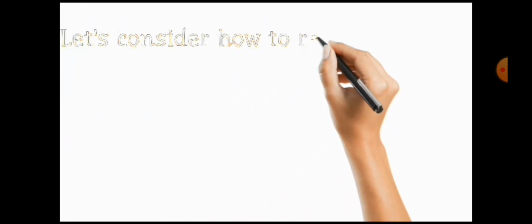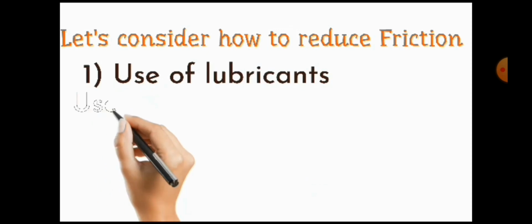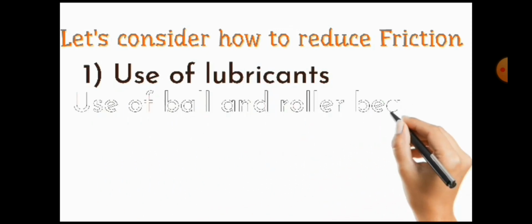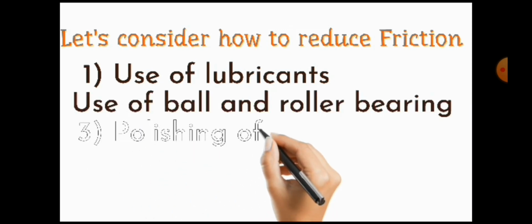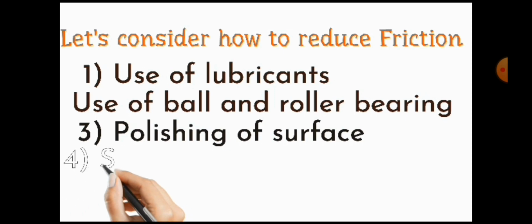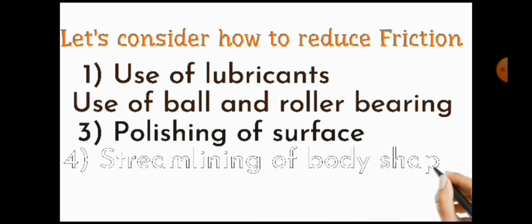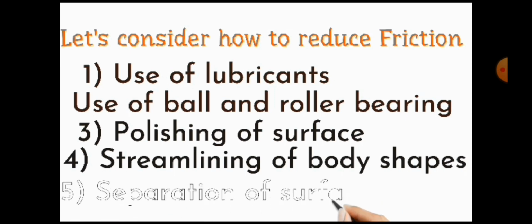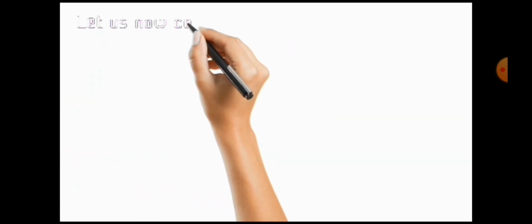Now let's consider how to reduce friction. When we are dealing with machines, we must know how to reduce friction, since friction has disadvantages. Number one, we use lubricants like oil or grease. Number two, we use ball and roller bearings. Number three, we polish the surface, and when we polish the surface, we reduce friction. Number four, we can streamline the body shapes. And number five, we can separate the surfaces by air, and when you separate the surfaces by air, we reduce friction.